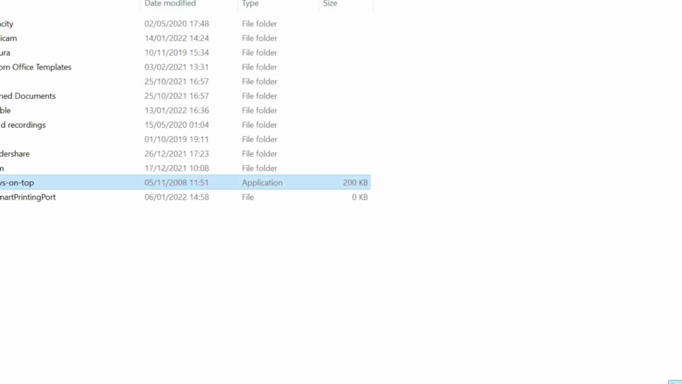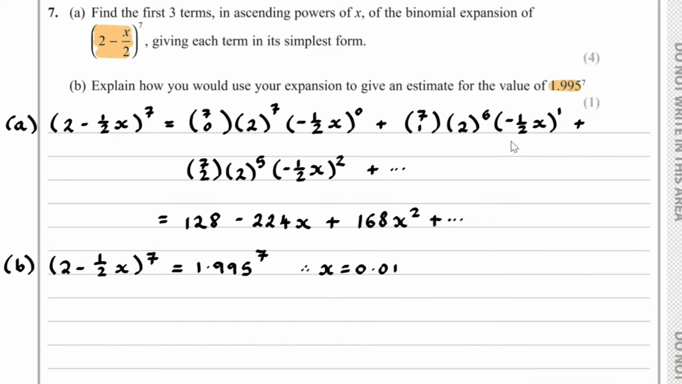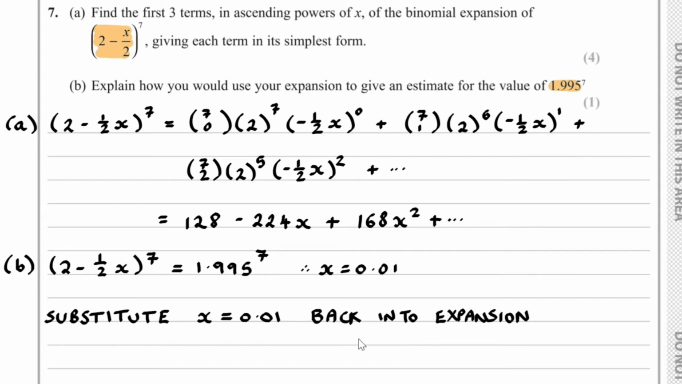And if I solve for x, we've got 1.995 take away 2 divided by minus 1/2. It turns out x would equal 0.01. And the idea is we will substitute this x equals 0.01 back into the expansion. So we substitute x equals 0.01 back into this expansion here.